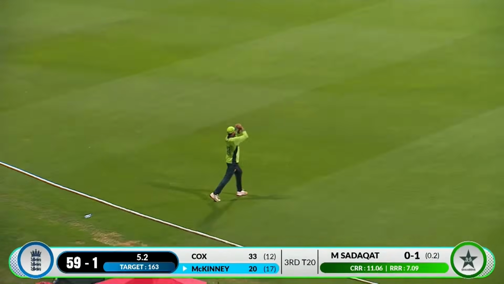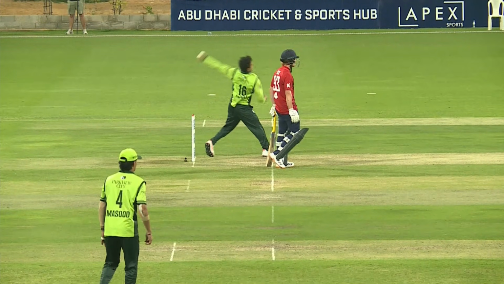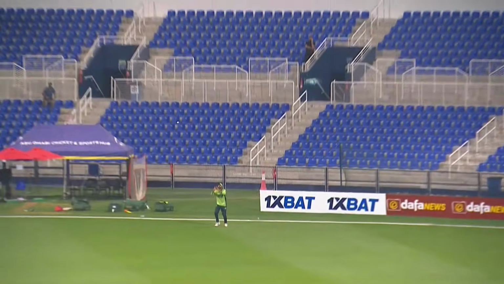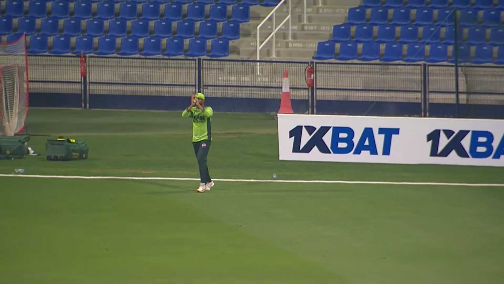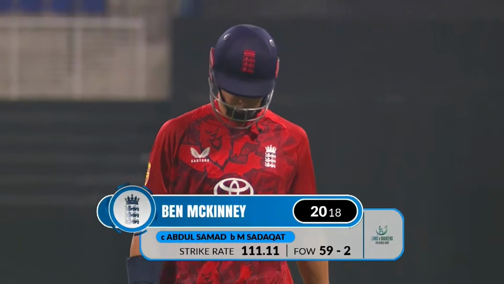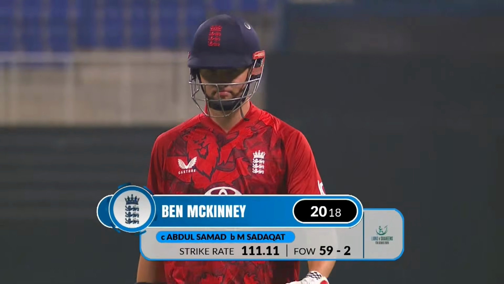That is a big shot, but this move has worked for the Shaheens. Yeah, no problems there. Legal delivery. It was slower in the air this time, and flighted as well, forcing him to go towards long on. He wasn't going to hold back, but a good catch. So the plan was set and the execution was perfect to get rid of Ben McKinney. 20 off 18 for him, 59 for 2.